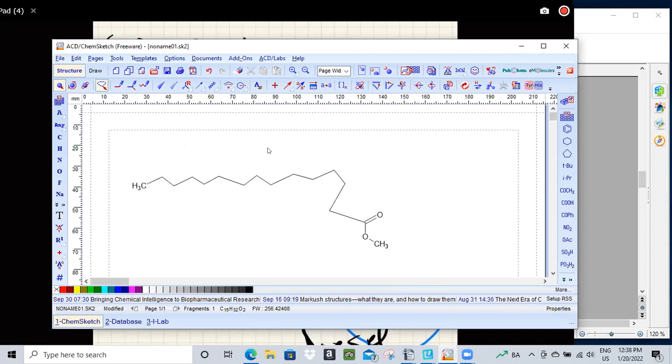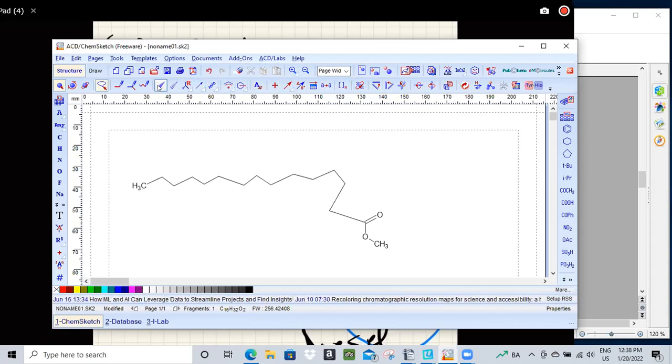Now, I need to make this pretty. What an ugly, ugly drawing this is. So they have these tools up here that you can use. You can export it, you can make it into a PDF, you can do a lot of things. I can open up templates. I can rotate things, I can flip them.